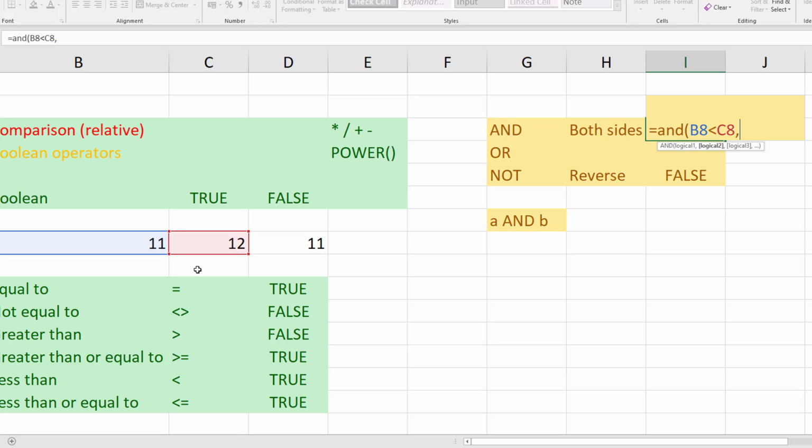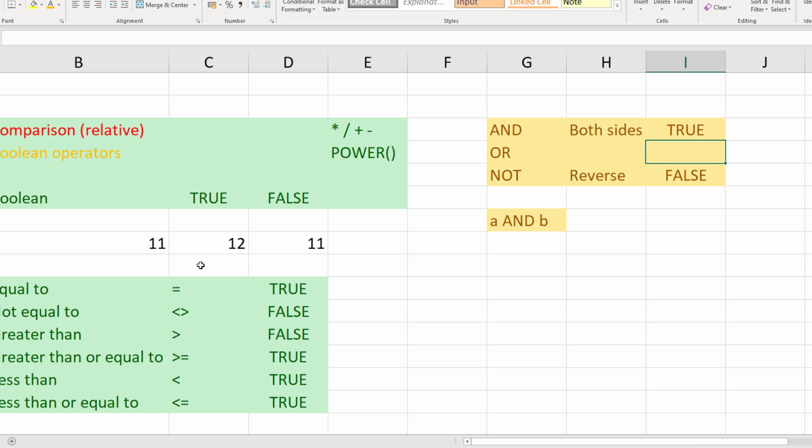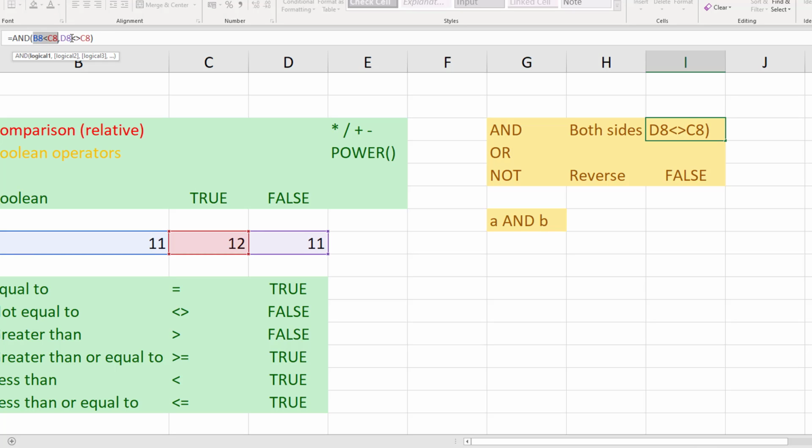If I then add a comma and my second argument, let's do D8 not equals C8, close off my bracket, and press enter, let's see what happens. We get true here, so let's figure out why. First of all, on the left hand side, we have B8 is less than C8, which is true. For the right hand side, D8, 11, is not equal to C8, 12, so this side is true as well. Both sides are true, and so the answer is true.